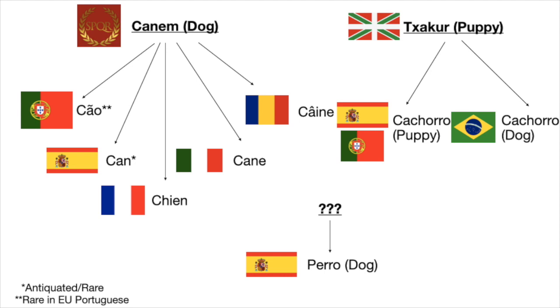The word cachorro comes from the Basque word, actually, which Basque is a non-Indo-European language spoken in Spain that predates the arrival of Romance languages. And that word means puppy in Basque, so it means puppy in Spanish as well, and it's come to mean dog in Brazilian Portuguese.